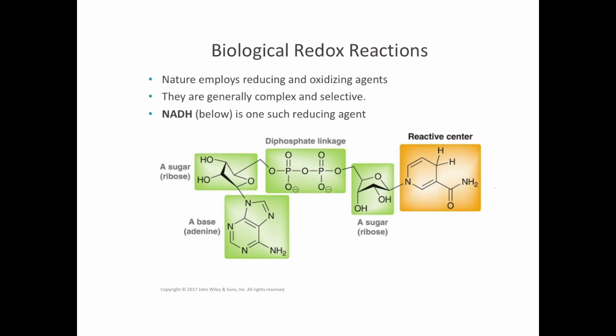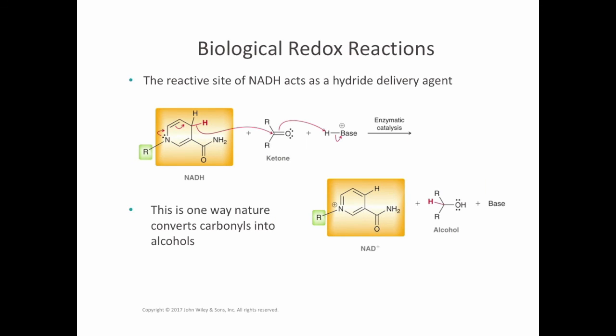Nature regularly employs reducing and oxidizing agents. NADH is a reducing agent. This is the chemical structure of NADH. Essentially, NADH is a hydride delivery agent. So this hydrogen is delivered to a carbonyl and reduces the carbonyl. And this is one way that nature converts carbonyls into alcohols.